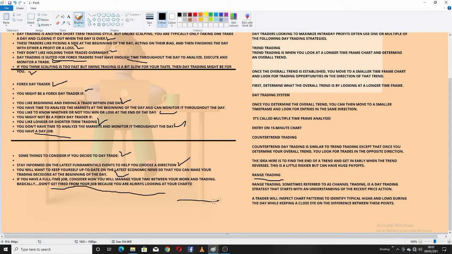This is where you trade between support and resistance. You buy the support, you sell the resistance. Buy support, sell resistance. Can also be a day trading system. Range trading, sometimes referred to as channel trading, is a trading strategy that starts with an understanding of recent price action. A trader will inspect a chart pattern to identify typical highs and lows during the day while keeping a close eye on the difference between these points. So as a trader, you are buying the lows and you are selling the highs.